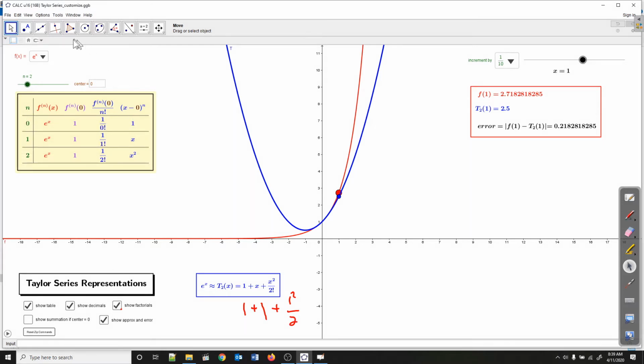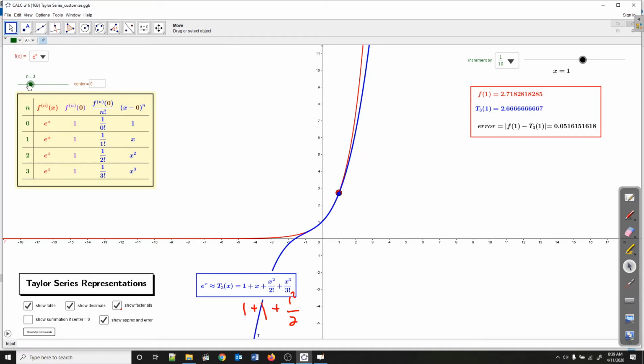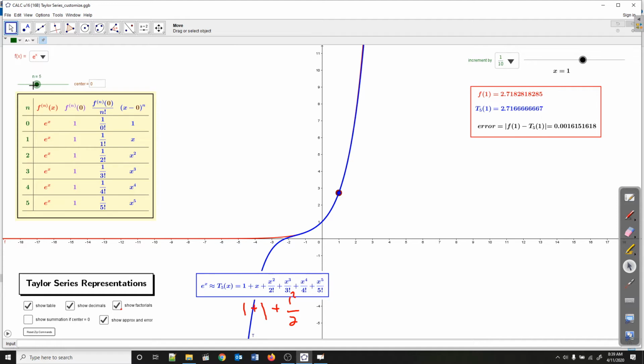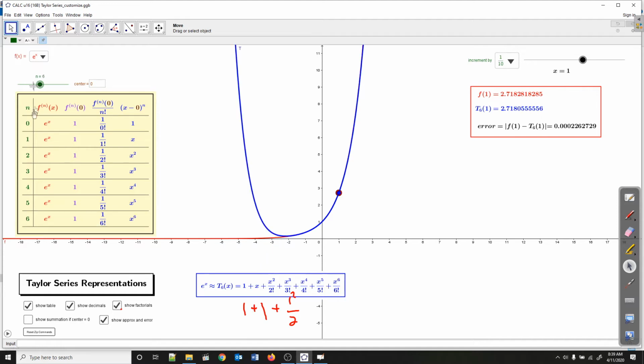We can actually keep improving upon this by going ahead and taking the third degree. And if you look here carefully, you will see that it's going to now be x cubed over 3 factorial. And my error is a lot less because my approximation is better, and this cubic is fitting the graph better. And I can keep going down the line, the 4th order, and then the 5th order, and the 6th order. And as you can see, the blue curve keeps approximating the e to the x curve better.